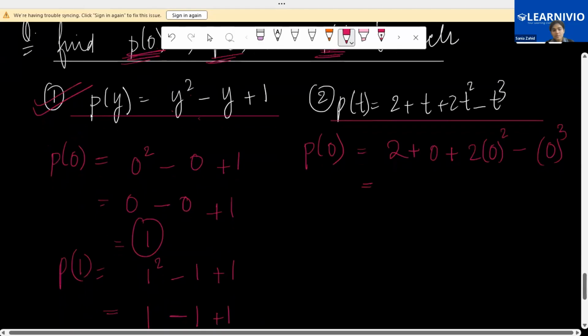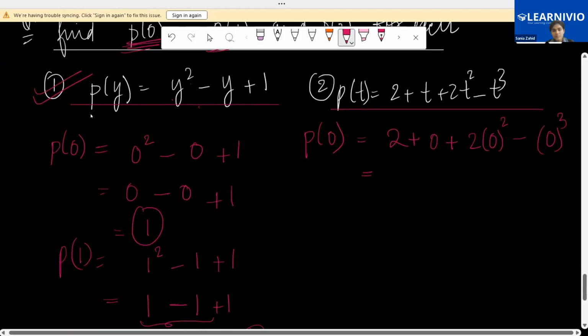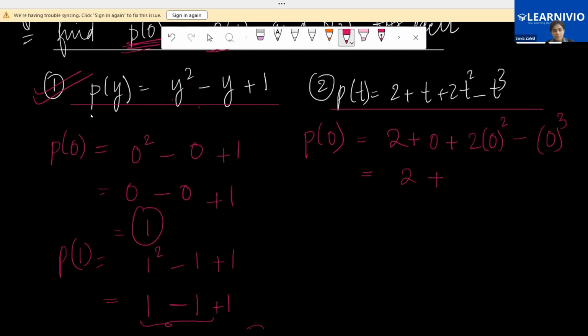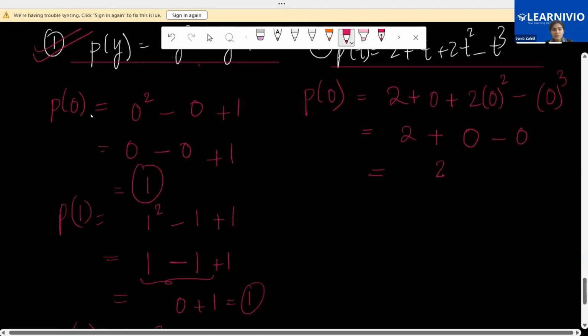Next. So 2 plus 0 is 2, plus 2 into 0 square. 0 square means 0 only. And 2 multiplied with 0 is 0. Any number multiplied with 0 is 0. And then minus 0 again. So what's your final answer? 2. Good.